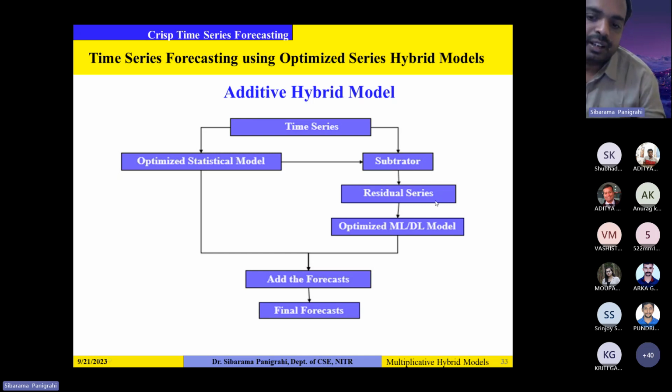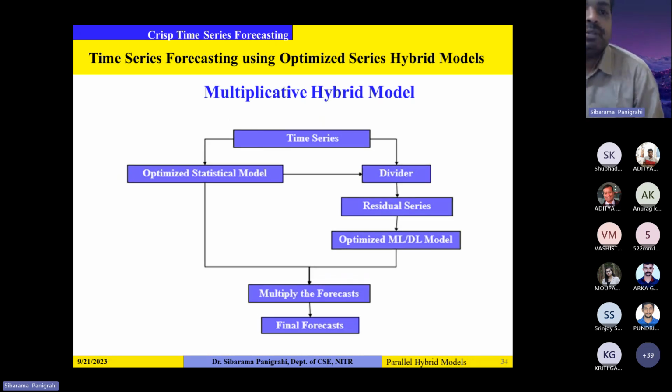So as it is nonlinear, it will be modeled by using a nonlinear model. And the nonlinear model, if it is optimized for that particular residual series, will give you a better forecast. So now you will use an optimized machine learning or deep learning model to model the residual series. Then the final forecast can be obtained by adding the optimized statistical model forecast with the optimized deep learning model forecast, right? So contrasting to this additive hybrid model, one can use a multiplicative hybrid model.